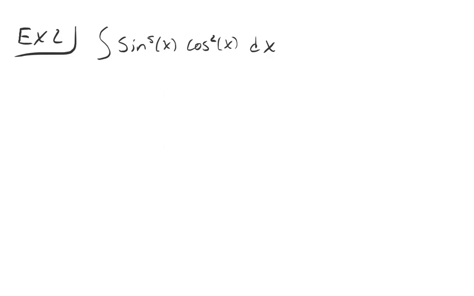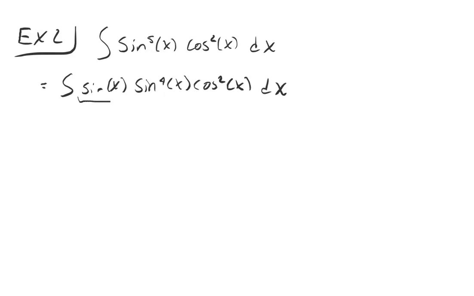So what we want to do is, because we have this cosine floating around, I want to somehow separate a factor of sine. I'm going to write this as the integral sine of x, sine to the fourth of x, cosine squared x, dx. The reason I've done that is, I want one factor of cosine because I'm already thinking about, I want to let u equal cosine of x. So I'll need that sine of x dx.